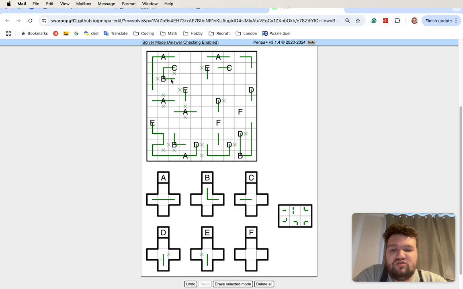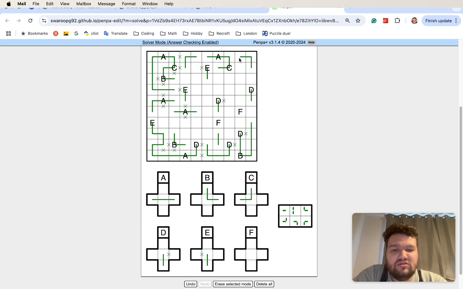Great. Cannot use this connection because it would close the loop. This cell only has 2 exits. This corner. And C cannot be horizontal because A is horizontal, so it goes up. This is a corner, goes like this.